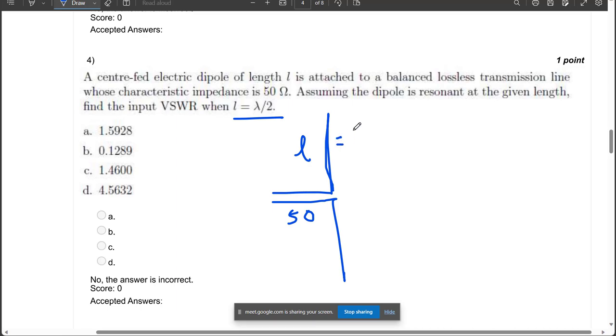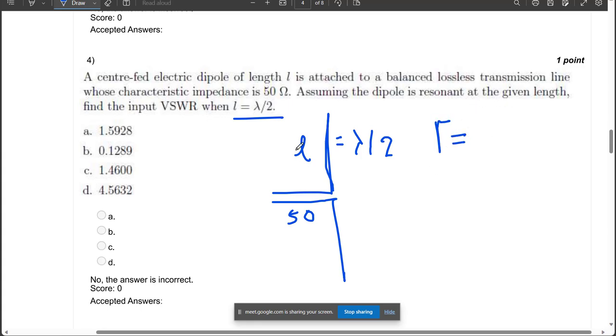So here a dipole antenna is given to you, connected to a lossless transmission line. Now you have to find out the input VSWR. That is the question. So how can we find the input VSWR? First you have to find out the reflection coefficient.